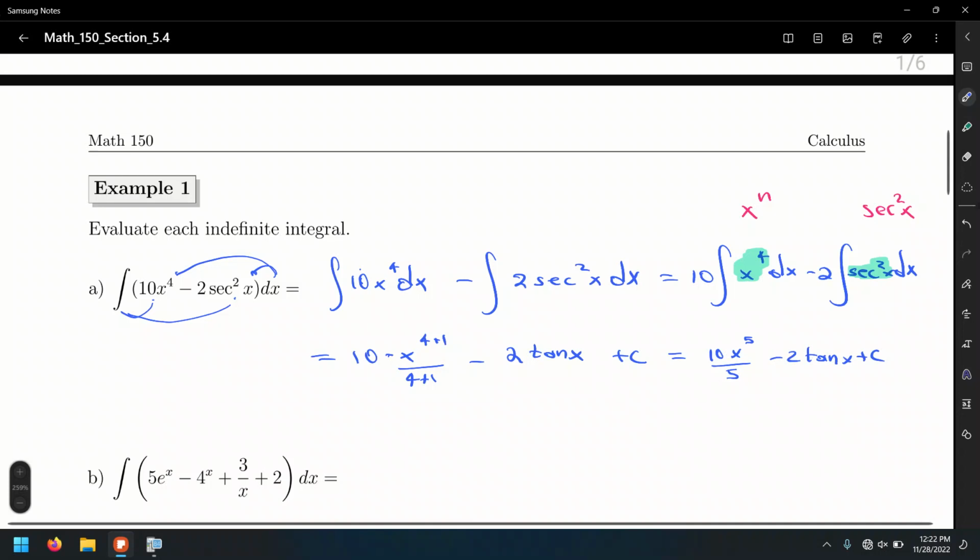Make sure to reduce all the fractions whenever possible, because when you're working on homework on WebAssign or any other system, typically they're very picky, and they say something like, "Although your answer is correct, it's not written in the most simplified form." So just make sure to do that. So that's 10 over 5. That's 2x to the 5th minus 2 times tangent x plus c. And that's the final answer.